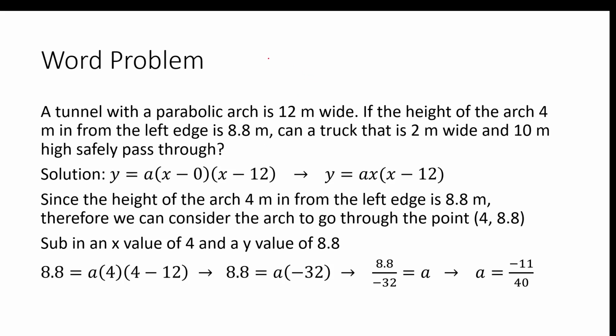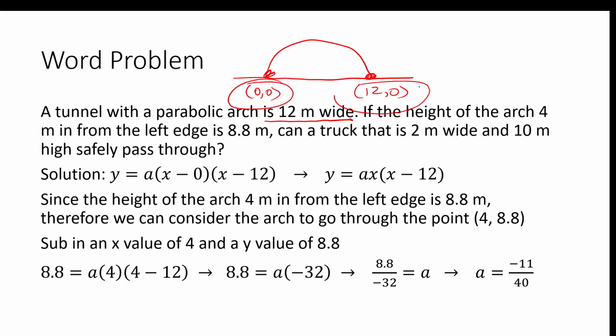Well, right away we can think of this parabola like this, and we can say, okay, this is the point 0, 0, and this is the point 12, 0, because the arch is 12 meters wide, and we'll let this be the horizontal ground. Okay, so since one of the zeros has an x value of 0 and the other one has an x value of 12, we can say y equals a times x minus 0 times x minus 12. And then obviously x minus 0 simplifies to x. So we can say that the equation of our parabola is y equals ax times x minus 12.